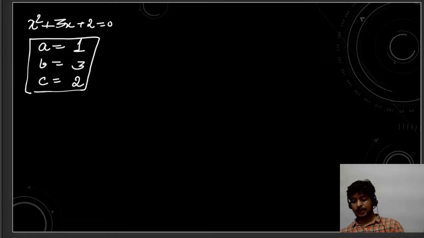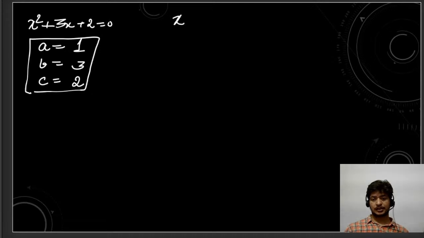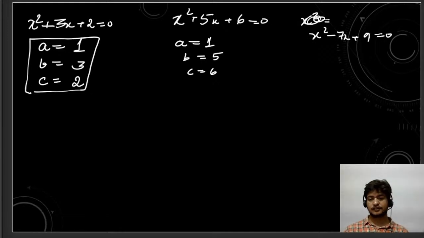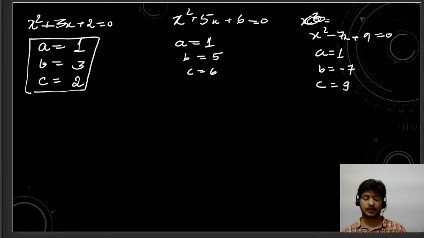Done. Now we will go to the next question. If I'm writing x square plus 5x plus 6 that is equal to 0, I can write a is equal to 1, b is equal to 5 and c is equal to 6. Next question, if I'm writing x square minus 7x plus 9 that is equal to 0, I can write the value of a as 1, the value of b as minus 7, and the value of c as plus 9.